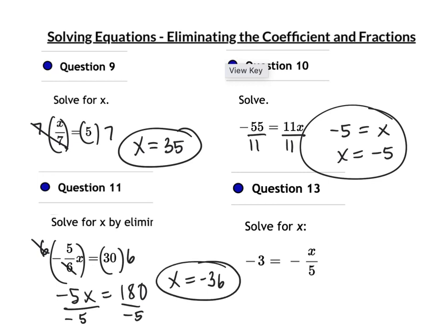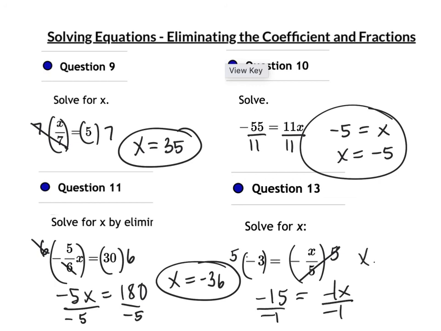Last one, get the x by itself. Let's get rid of fractions. Let's multiply both sides by 5. Now a shortcut would be to multiply by -5, but I'm going to pretend I didn't notice that. I'll multiply both sides by 5 and cancel, and I get -15 equals -x. Now there's a 1 in front of that x, so it's a -1. I'm going to divide both sides by -1, and I get x is equal to, notice it's two negatives, -15 divided by -1 is +15. And my answer is 15.